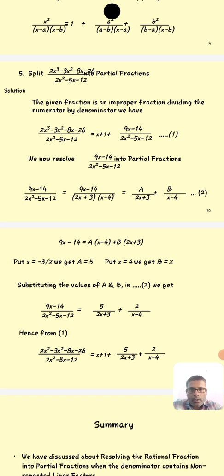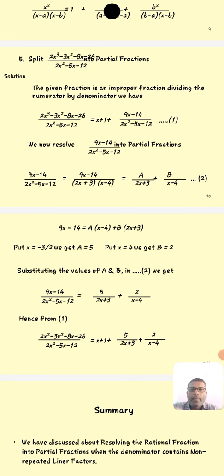Okay, now we resolve. The remaining part is what? 9x minus 14 divided by 2x square minus 5x minus 12. So we resolve the 9x minus 14 divided by 2x square minus 5x minus 12 into a partial fraction. Okay, just you have to observe. So we write 9x minus 14 divided by 2x square minus 5x minus 12.